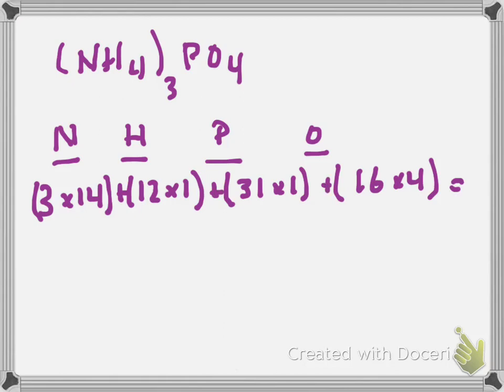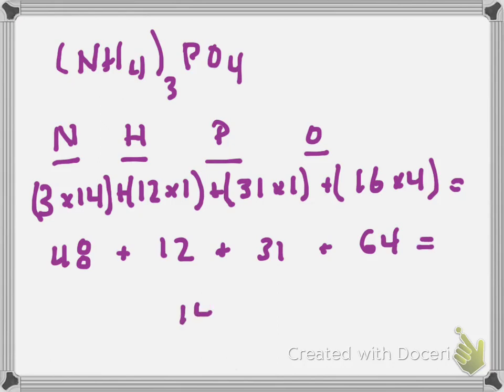And if you do that right with units, well, let's go ahead and finish these partials, because I think this is going to help you with the next question. So it's 48 plus 12 plus 31 plus 64. And you get 149 grams per mole. Just watch your rounding and take it from there.